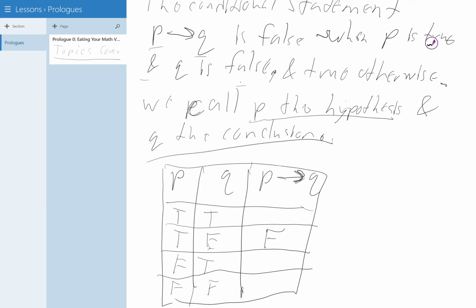That's by definition, from that English definition. We've got a concrete meaning, and it says "and true otherwise." Otherwise means every other case that's not this one, right? So if P is true and Q is true, that's true. P is false, Q is true, that's true. If P is false and Q is false, that's true.